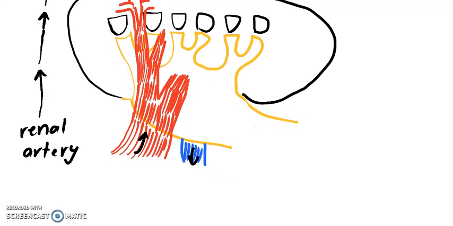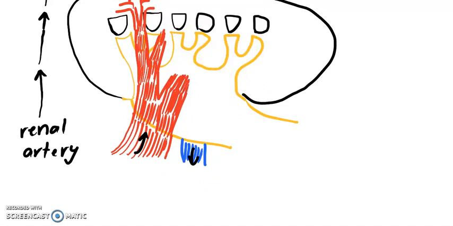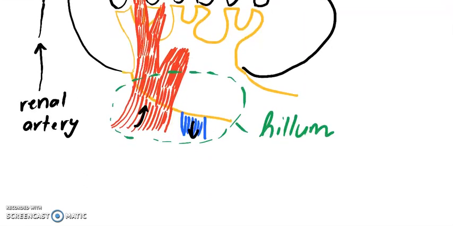Last thing to note is, let's use a different color. An area where tubes come out of a structure doesn't have to be the kidney necessarily. So this area here, we call this a hilum. Just an area where tubes exit or enter a structure. Okay, now on to the nephron.